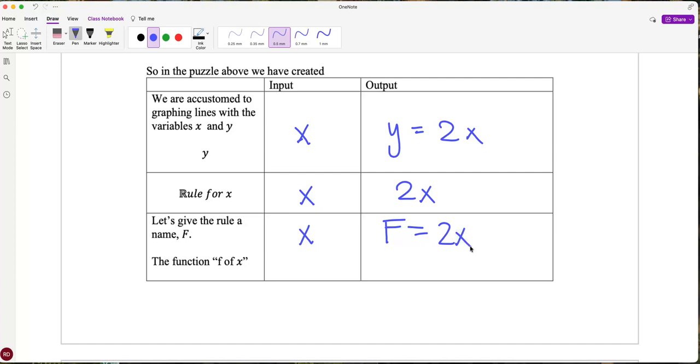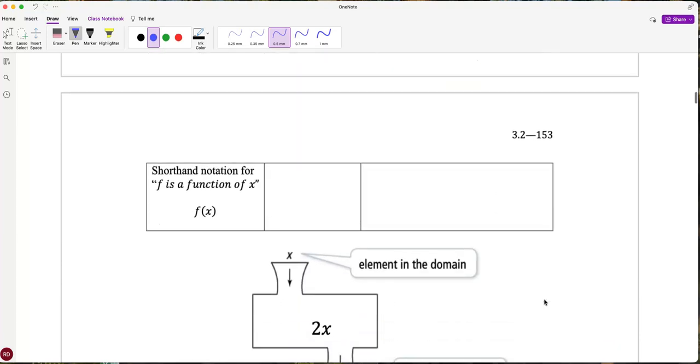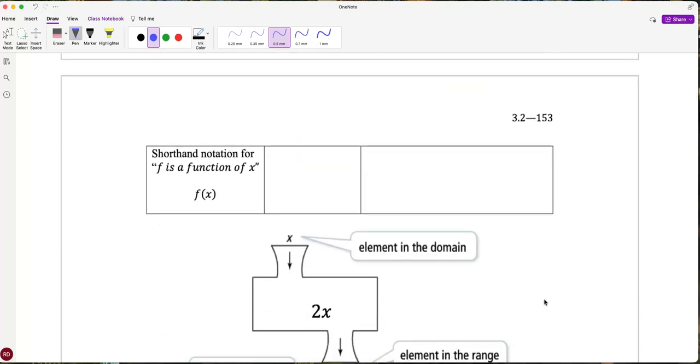So what we see here is that f is a function of x. So if you give me an x, I will tell you what f is. The f value depends on x. So rather than writing f equals 2x, we're going to write it a different way. This means that f is a function of x.